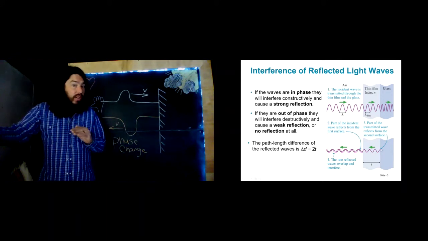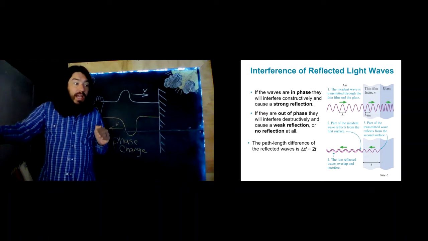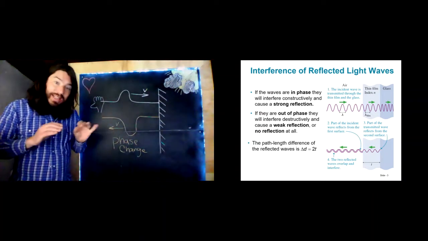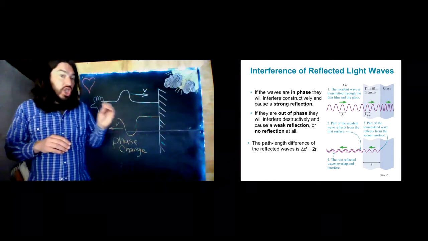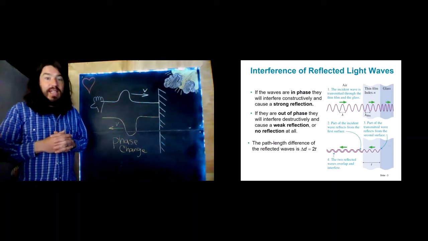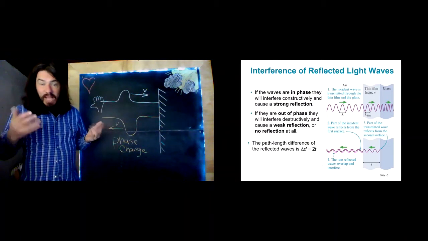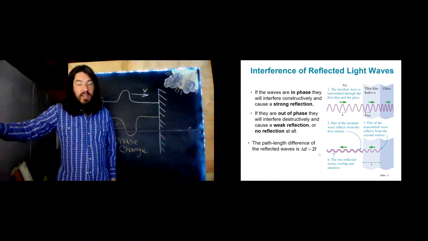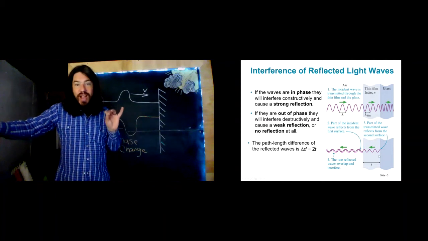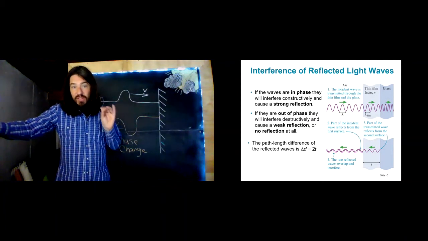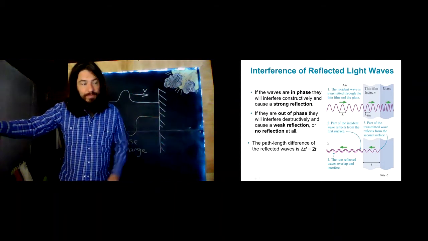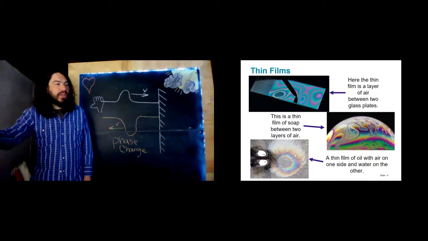And much like in a lot of this stuff, we get a path length difference. When that path length difference is equal to an integer number of wavelengths, we get constructive interference. When it's an integer plus a half number of wavelengths, we get destructive interference. And we see here that if t is the thickness of our film, then the wave that reflected off the back surface traveled twice through that thin film, and so the path length difference is 2 times the thickness of the film. Okay, again, we get these beautiful colors.